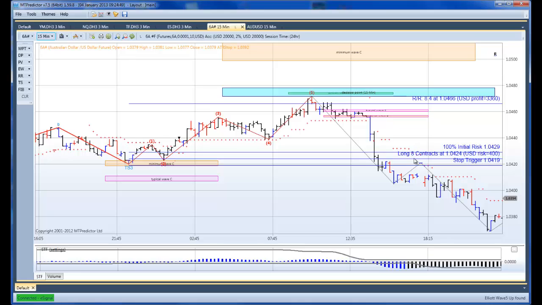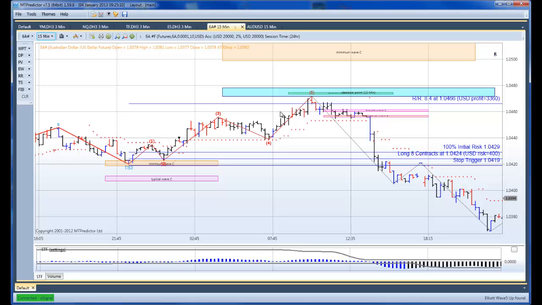Remember, we use correct position sizing to keep our initial risk small and under control. In this particular circumstance, it was long 8 contracts to keep our initial risk under 2% of a $20,000 account, which resulted in a profit of just over $3,300, which was 8.4 times the initial risk. So a very, very good trade indeed.